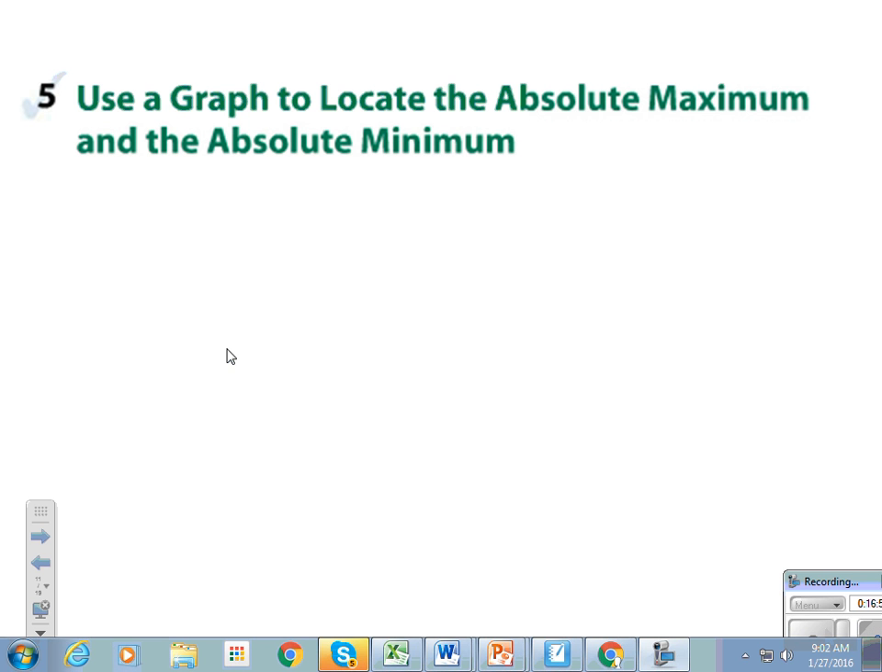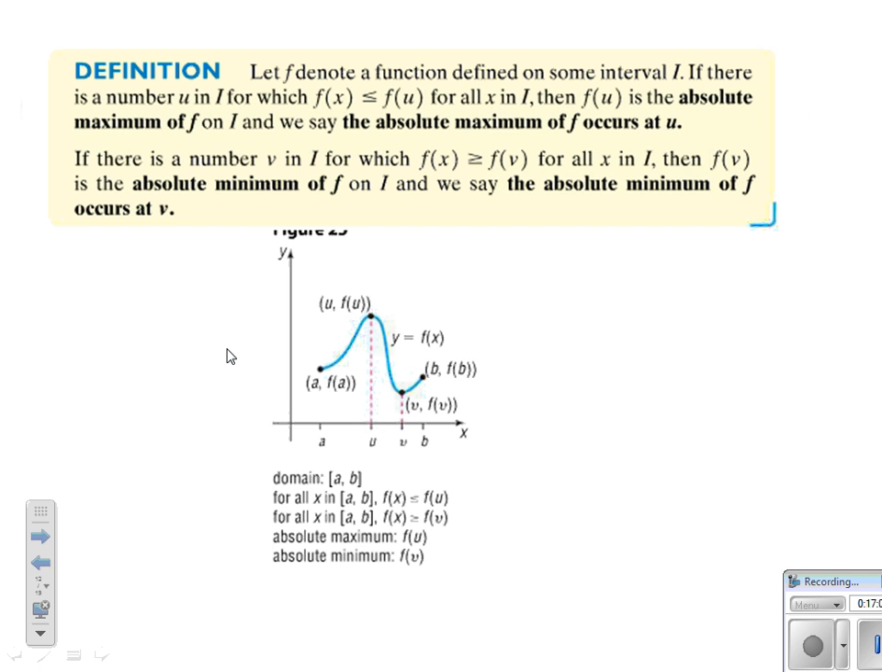All right, so absolute maximum. If there is a number u in our interval for which f of x is less than or equal to f of u for all of our x's, then f of u is the absolute max. And we say that the absolute maximum of f occurs at u. If there is a number v, so that f of x is greater than or equal to f of v for all of the x's on our interval, then f of v is the absolute minimum. And we say the absolute minimum of f occurs at v.